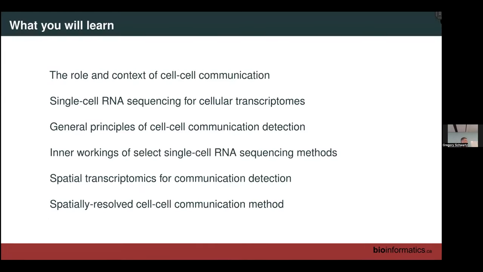So this is module six, where I'm going to be talking about cell-cell communication. Over the course of this lecture, I hope you'll take away the role and context of cell-cell communication, how we can use single cell technologies in order to extract cellular transcriptomes in order to better identify communication, some general principles about how most of these algorithms can work, some of the more detailed inner workings of a select few communication detection algorithms, how we can maybe improve the robustness of this detection through spatial transcriptomics, and lastly, ending with the creation of one of our own from our own lab, spatially resolved cell-cell communication tools.